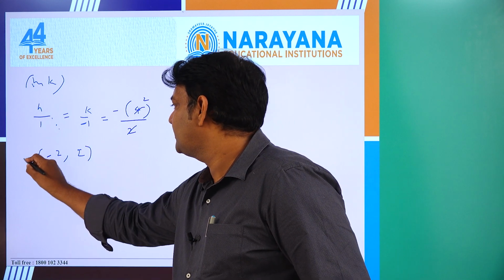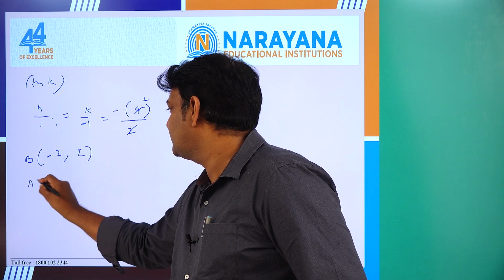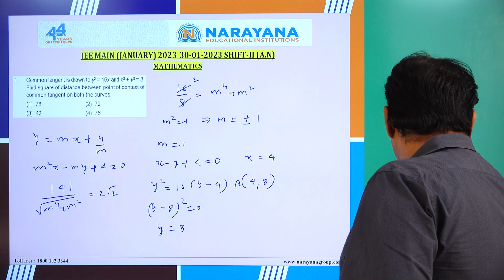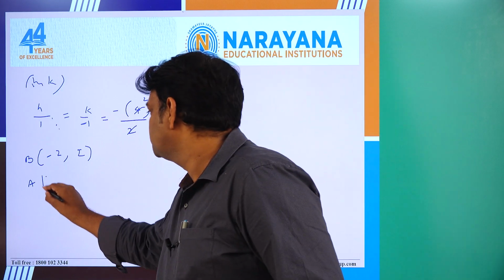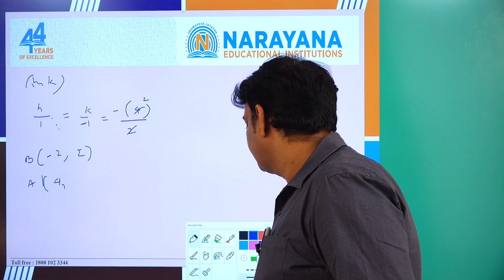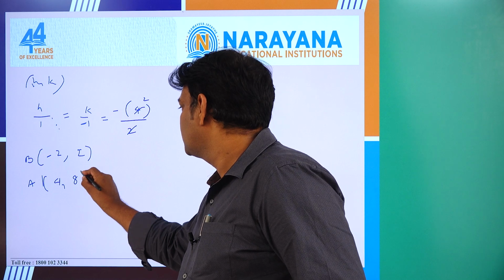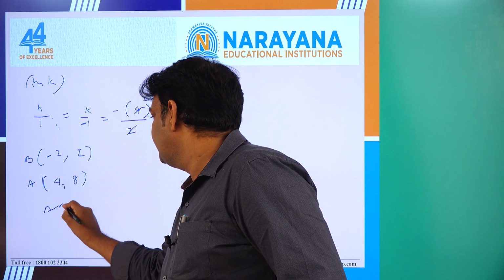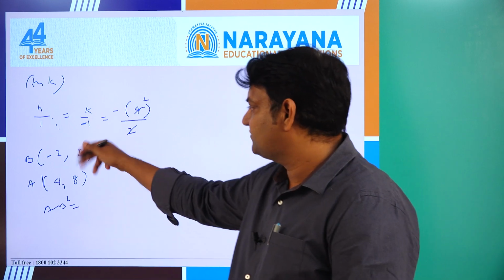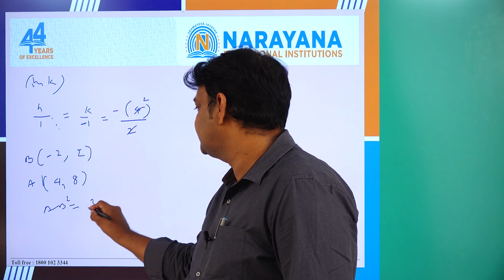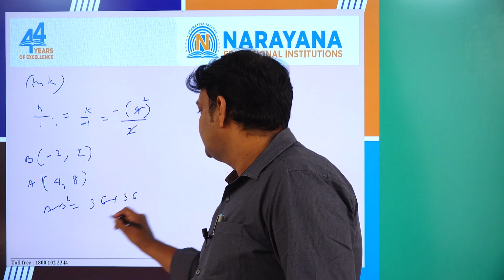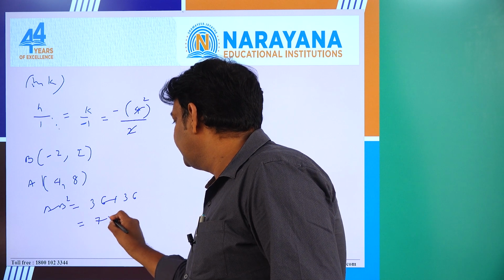This is the point of contact we got with the circle, and the point of contact with the parabola we got is 4 comma 8. So what is the distance between A and B? We need AB square actually, the point of contact distance square, so just find the distance. 4 plus 2, 6 square, 36, plus 8 minus 2, 6 square, 36. So the distance square is how much? 72.